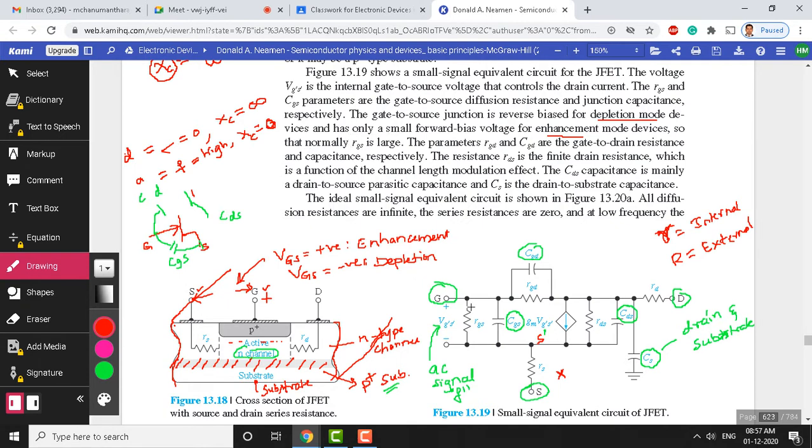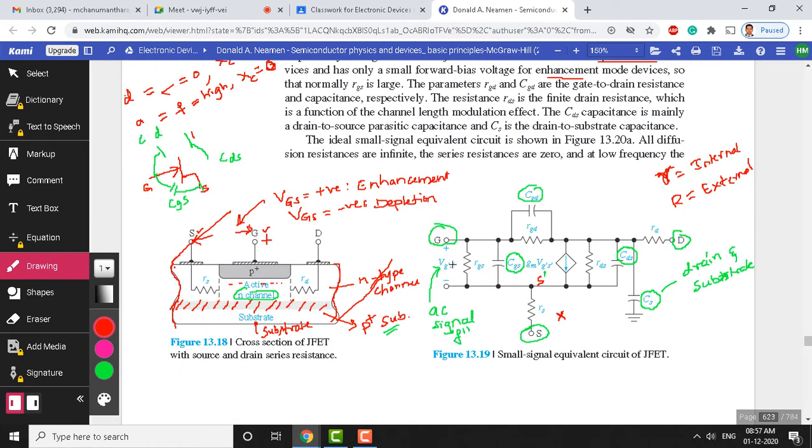So normally the RGS value is going to be very large. I hope you understood the value of RGS. This value is supposed to be very large, because for depletion mode this is reverse biased. We know that from gate to source we are maintaining reverse bias for depletion mode operation, and the resistance RGS represents the resistance between the gate and source. In reverse bias the resistance offered by the device is very high, so it is going to be in mega ohms.